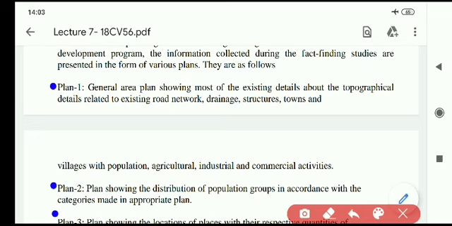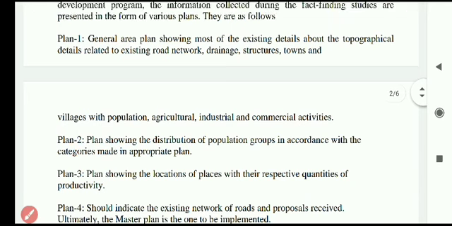Under plan 1, this plan consists of a general area plan showing most of the existing details about the topographical details relating to the existing road network, drainage, structures, towns and villages with the population, agricultural, industrial, commercial activities. See, in this first plan, whatever is there is clearly shown: the population, the habitants like agricultural, industrial, commercial, the drainage structures, the road networking or road pattern, topographical details. Everything is shown under plan 1.